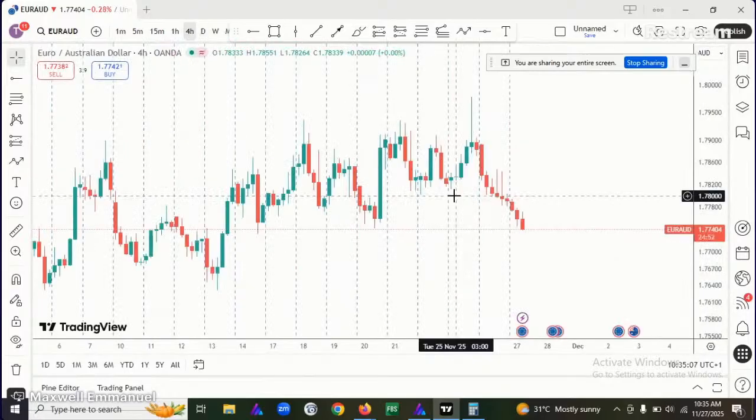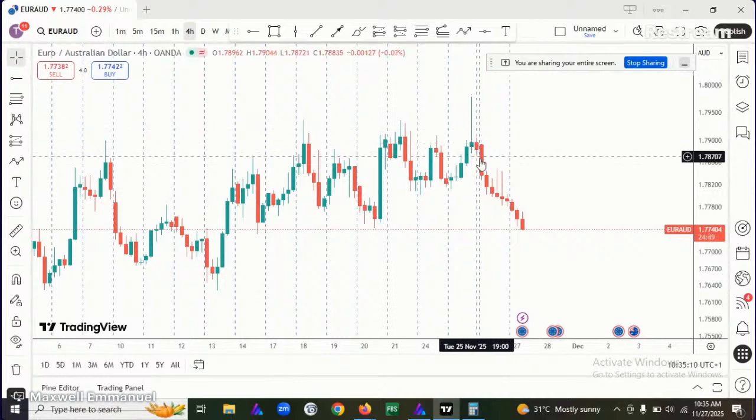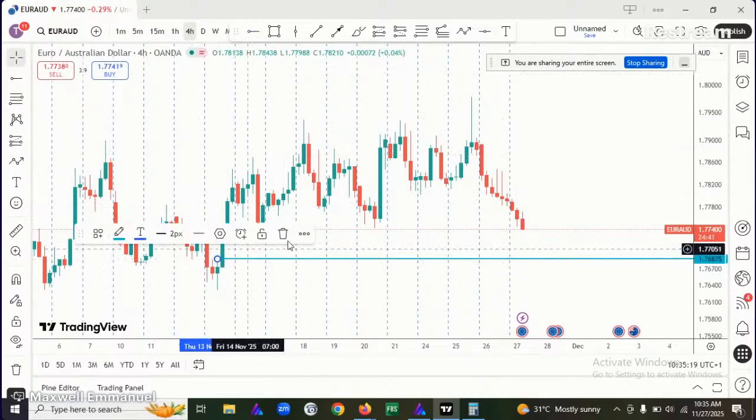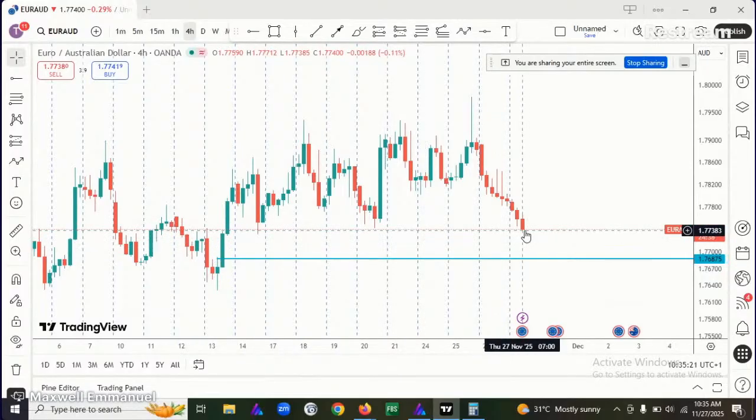Don't sell. You can see this is where you should have sold Euro Aussie. If you didn't, why would you sell at this point? Don't sell, okay? I think Euro Aussie is aiming for this fair value gap. It's coming to fill this fair value gap, so you cannot sell from this point.